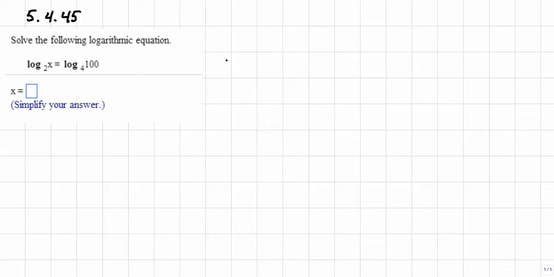Alright, for this problem, we want to solve the following logarithmic equation. Log base 2 of x is equal to log base 4 of 100. And we need to consider the equality property here.